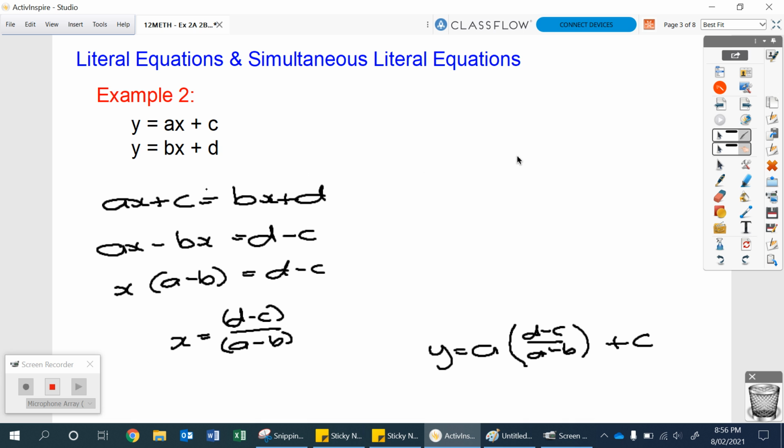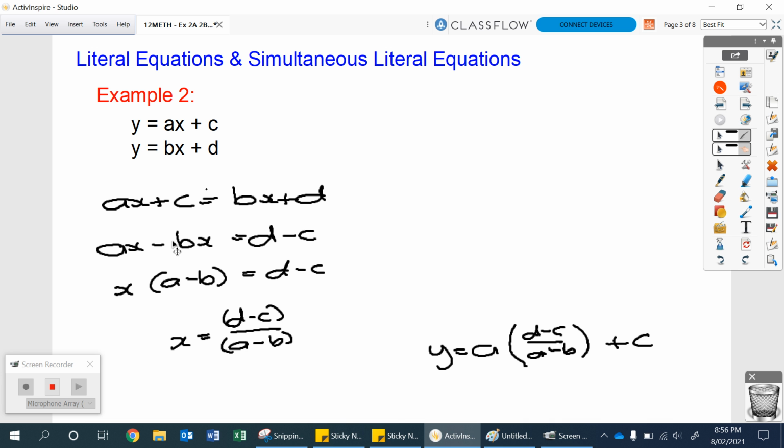So the second part of today's lesson is literal equations and simultaneous literal equations. They are exactly the same, except they don't have numbers. They just have letters. But you do everything exactly the same. So we've got two equations here. y equals ax plus c, y equals bx plus d. We just equate. y is equal to y, so that means ax plus c is equal to bx plus d.